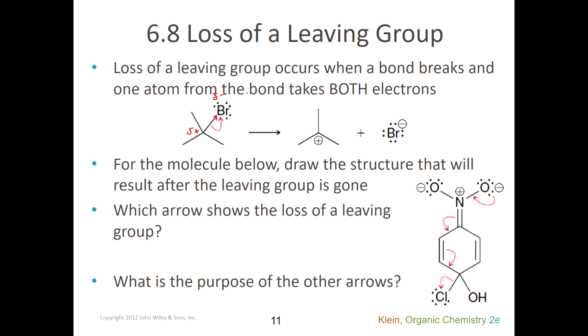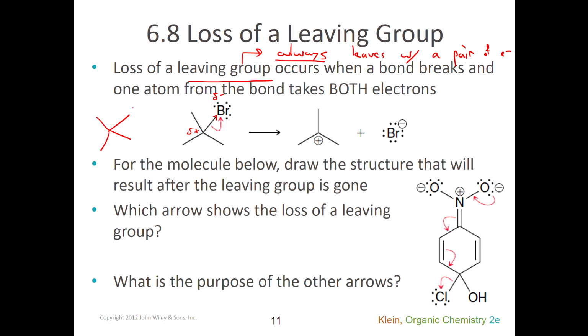So the leaving group itself always leaves with a pair of electrons. Always. That is its definition. If the leaving group leaves the electrons behind, it's not the leaving group.